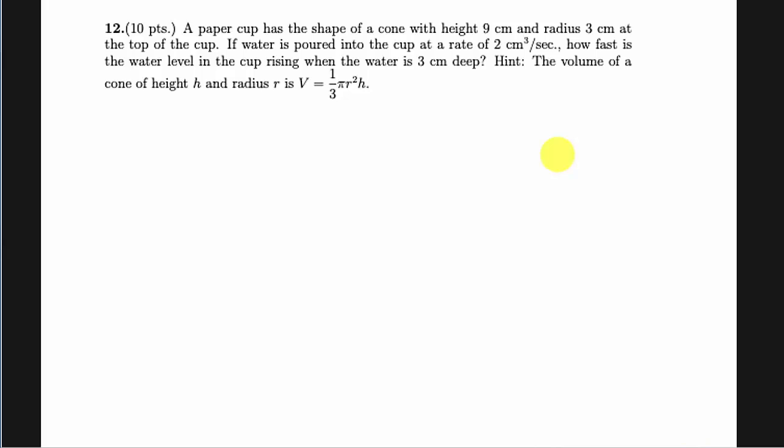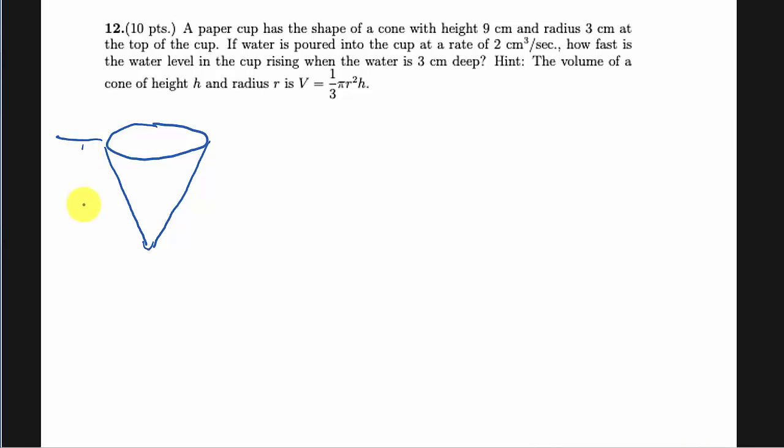It says a paper cup has the shape of a cone with height 9 centimeters and radius 3 centimeters at the top of the cup. If water is poured into the cup at a rate of 2 cubic centimeters per second, how fast is the water level in the cup rising when the water is 3 centimeters deep? And they were nice enough to give us the volume of the cone. So let's see what we've got here.